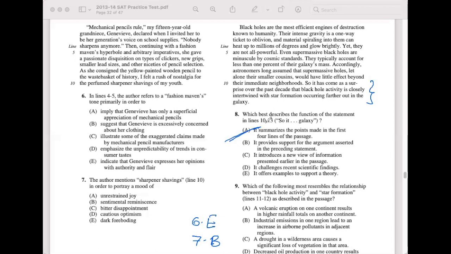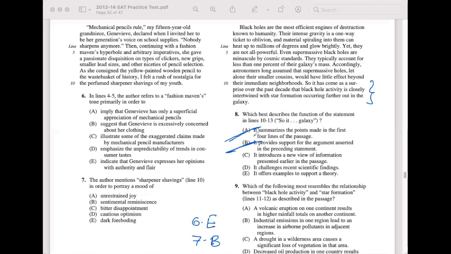That's not correct because it is actually challenging the preceding sentence. The preceding sentence had said that astronomers had assumed that black holes don't have much effect beyond their immediate neighborhoods, and that's not true. So B is not correct. It introduces a new view of information presented earlier in the passage. So this looks like a good option.